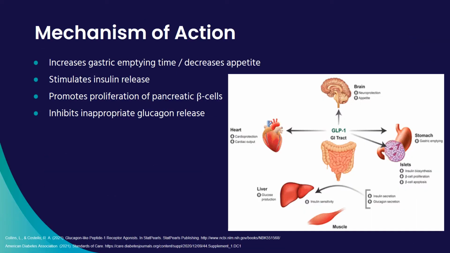As illustrated in the picture shown in the slide, GLP-1, or glucagon-like peptide-1, is an incretin hormone that stimulates insulin release after intake of glucose, slows gastric emptying time, decreases appetite, inhibits inappropriate release of glucagon in the absence of hypoglycemia, and works to promote proliferation of pancreatic beta cells while decreasing apoptosis. The incretin effect of GLP-1 is often diminished or non-existent in type 2 diabetes.